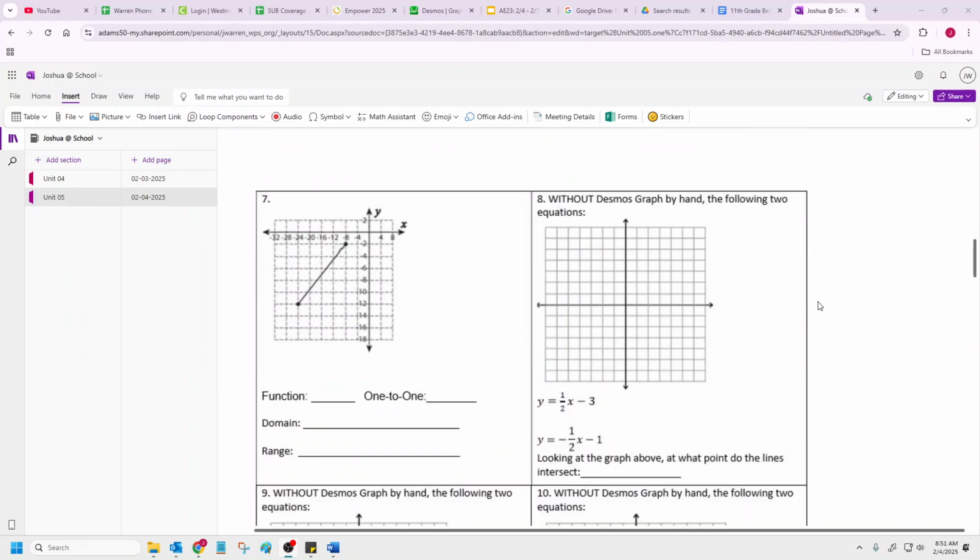All right, this is the one I want to start with. We did this already, but we didn't do tons of it, and we're going to be revisiting it quite a lot. If you check out the instructions right here on number 8, it basically says what I want you to do is, without Desmos, graph these by hand.